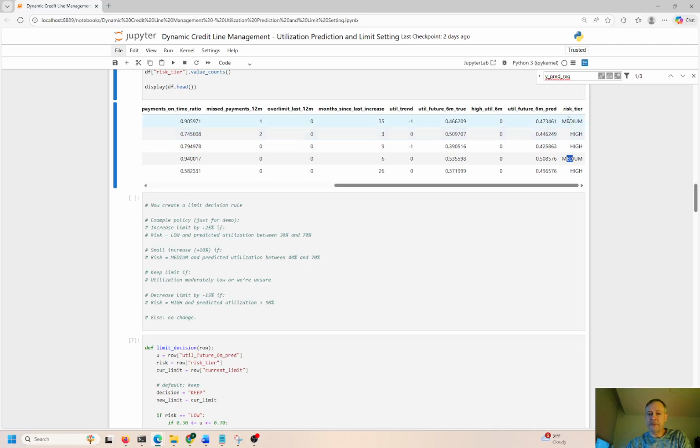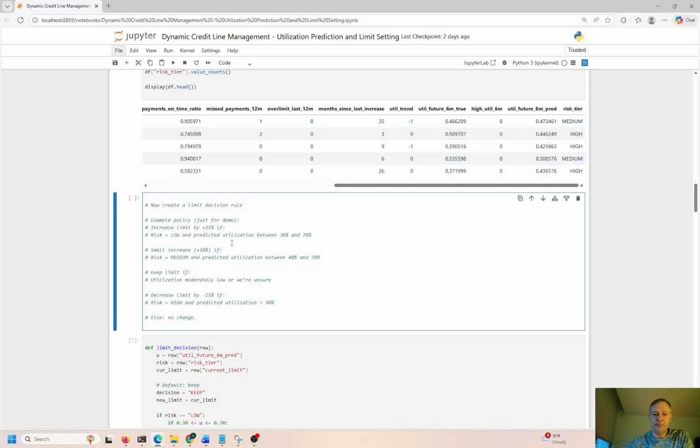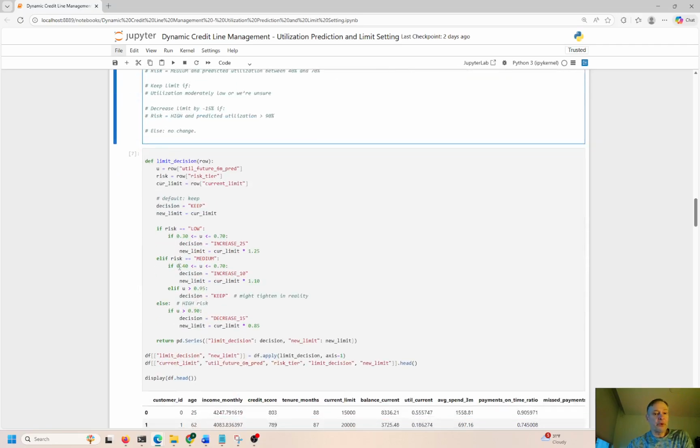This is medium risk. These are high risk, so these guys will not get a credit increase. This might be increased dynamically. If this was a risk tier low, then most probably the credit would be increased for that person. Okay, so let's keep going with this.